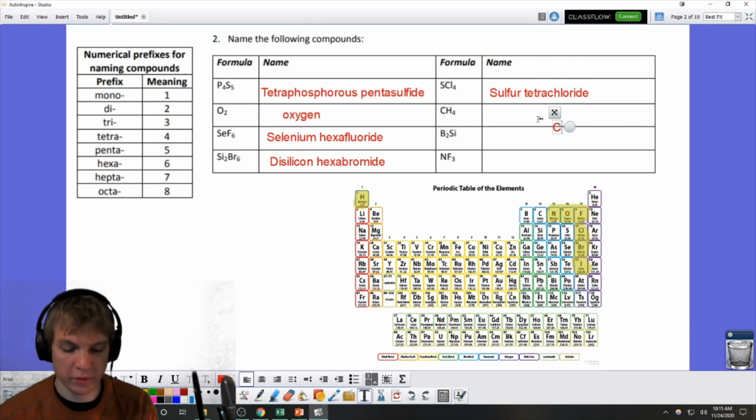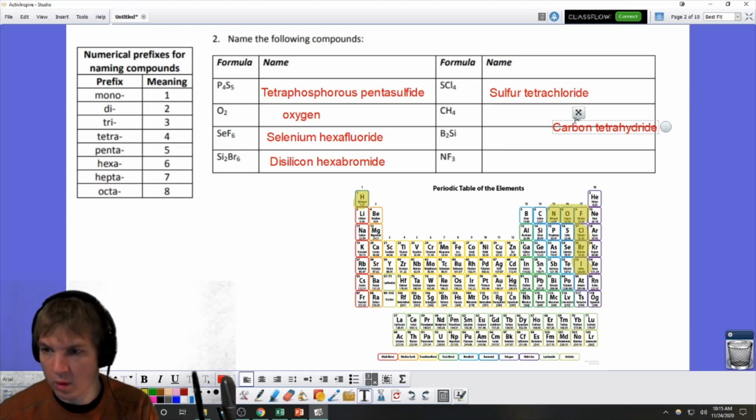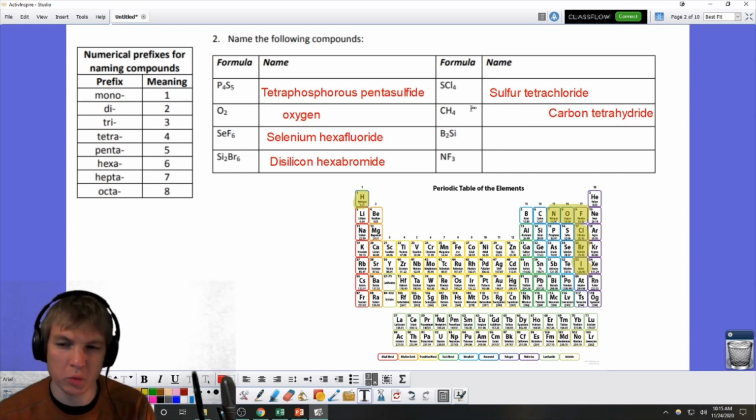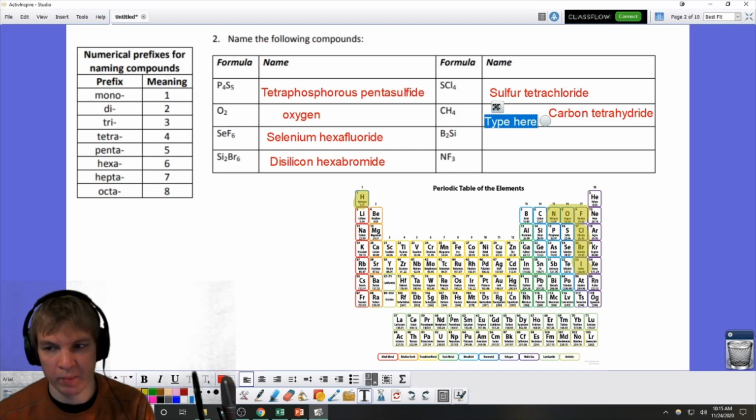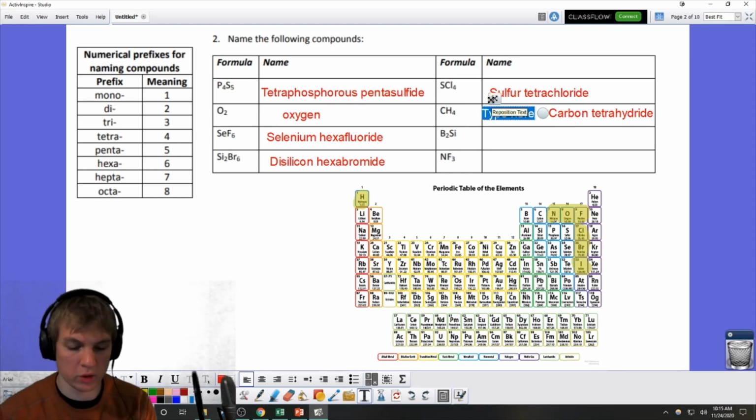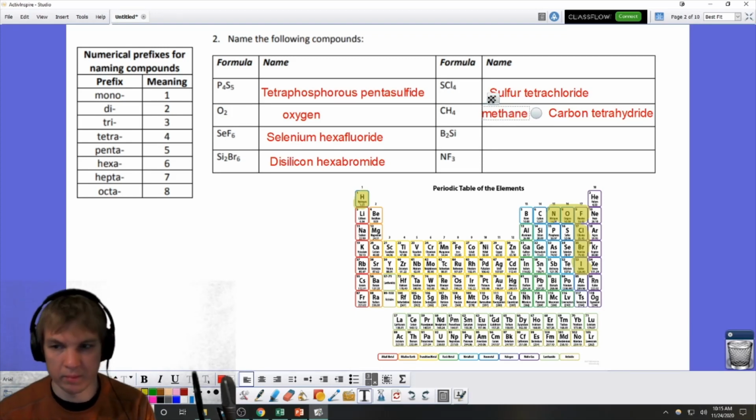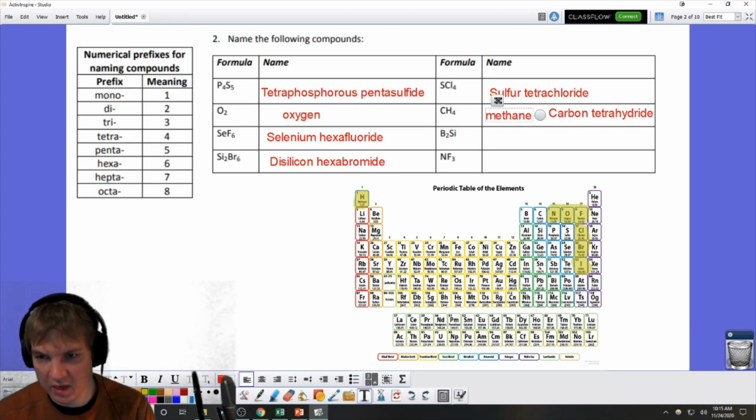All right, so this next one, it's CH4. If you answered for this one, carbon tetrahydride, well, you wouldn't be wrong, but you're not actually 100% right. So this is one of those special occasions where this specific compound does have a specific name. And carbon tetrahydride is technically a correct name for it, but we also just know it as methane. Right, so methane is technically the correct name for CH4.